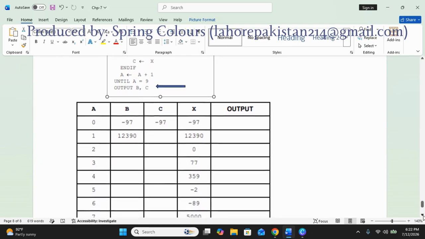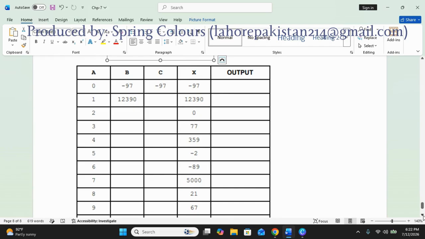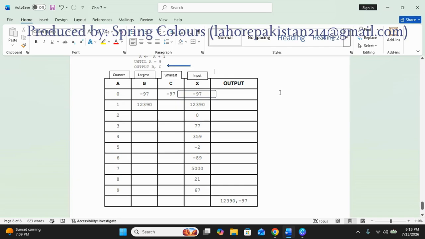Now they have given you some values in the question to test these values for this algorithm. The first value given by the user is minus 97. This value will be assigned to both variable B and variable C, and the value of counter is initially 0.